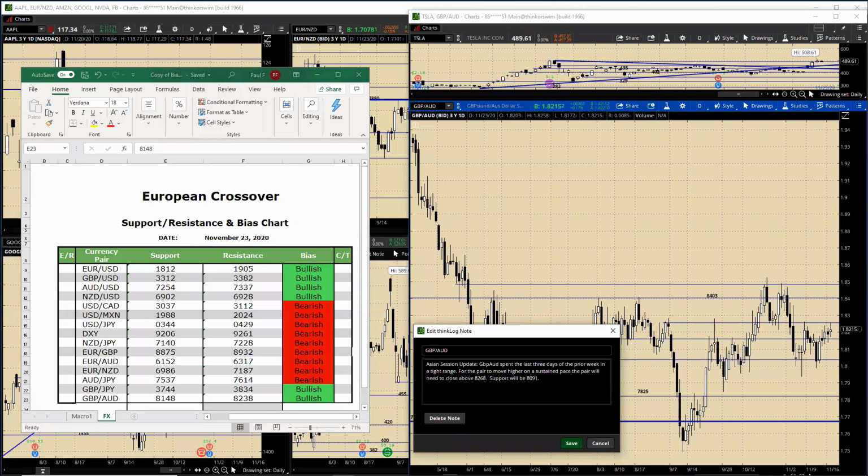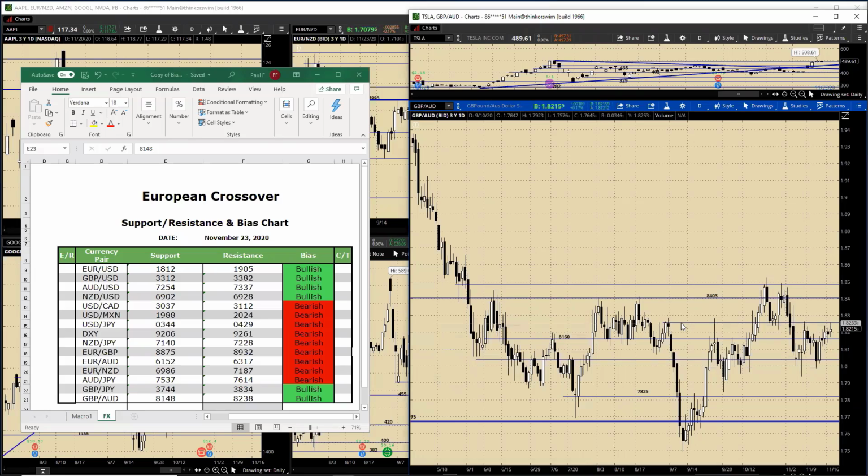Starting off, the pair spent the last 3 days of the prior week in a tight range. You can see that. Look at that. For the pair to move higher on a sustained pace, the pair will need to close above 82.68, and support will be 80.91. Well, we did make it up to that level, which is 82.61. So we need to get above 82.68, as I said.